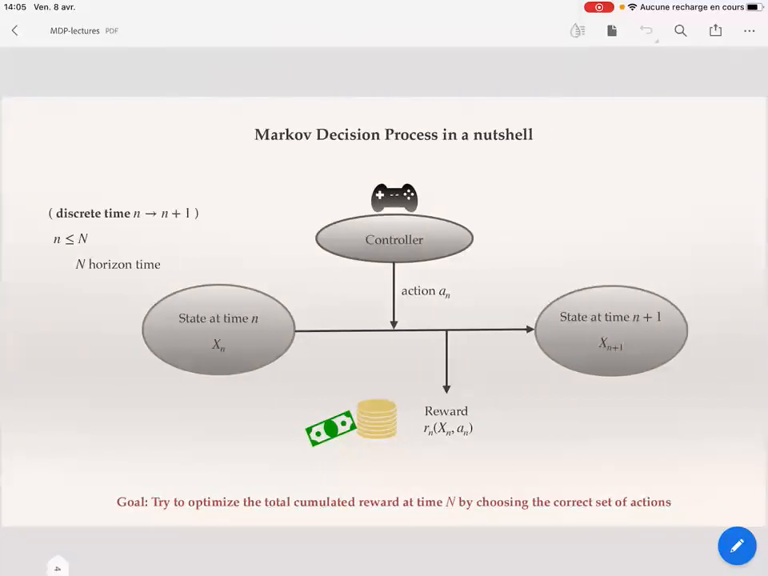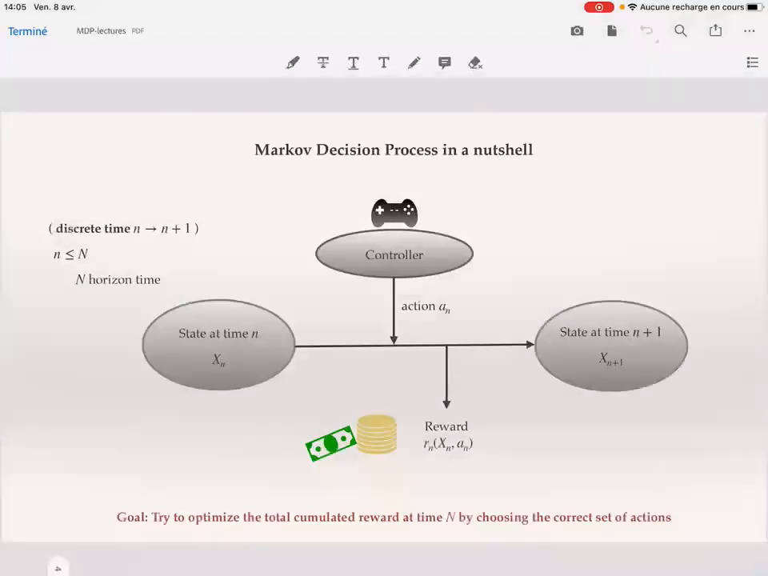So here we will assume that we have some horizon time, capital N. It means that we will consider the process evolving only on some time between one and capital N, and capital N is fixed. This is the reason why it is called a finite horizon Markov decision process, but a more general theory also exists for Markov decision processes where we don't have a horizon time. It means that we can let the system evolve until the end, and at some point it will stop, but you don't decide in advance when it will stop. So here we consider only the case of a fixed horizon time.